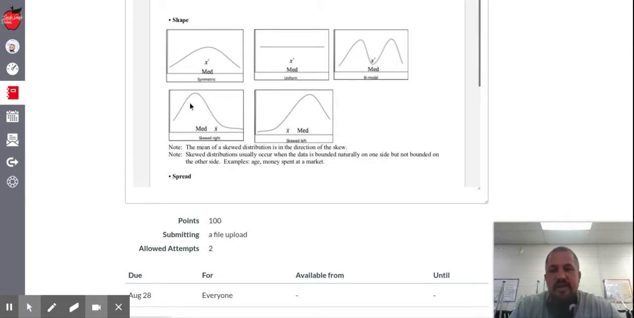You have a graph that is skewed to the right, so you have your tail off to the right, and then you have a graph that is skewed to the left with a big tail off to the left. A note: the mean gets pulled in the direction that the graph is skewed. If it's skewed right, then the mean is going to be pulled higher towards the right. If it's skewed left, the mean is going to be pulled lower to the left. All right.